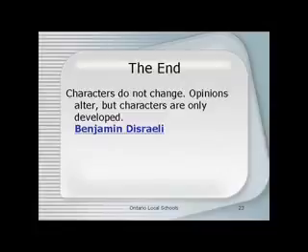But for right now, I'd like you to look at a quote from that inimitable British statesman Benjamin Disraeli. Characters do not change. Opinions alter, but characters are only developed.